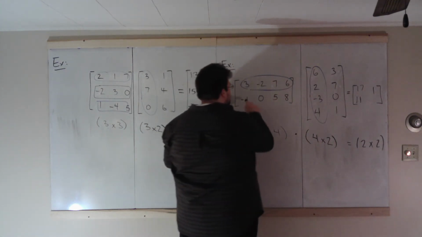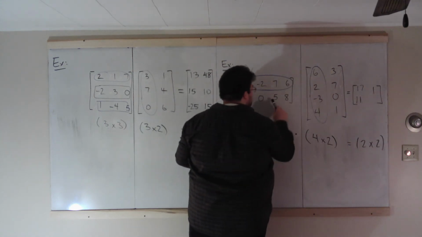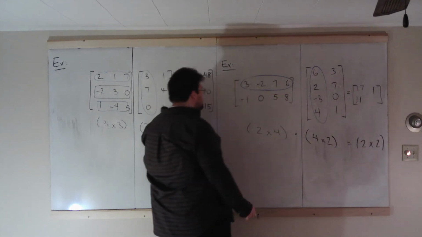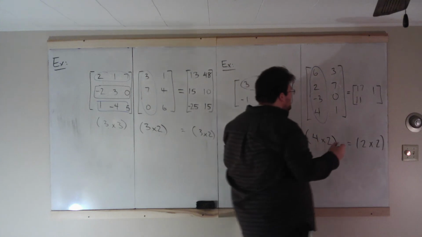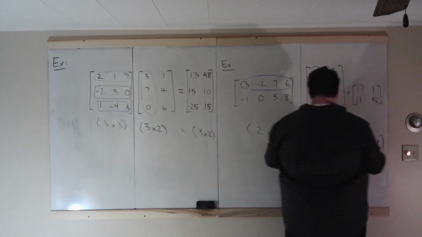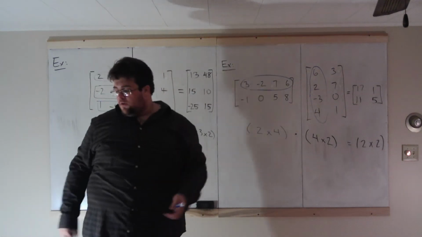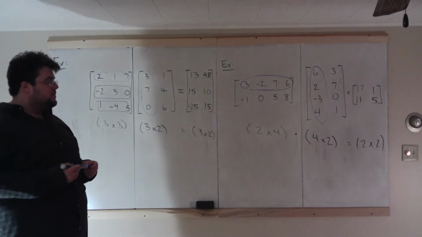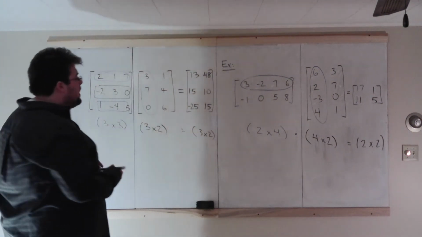And last, negative 1 times 3, negative 3, 0 times 7, 0, 0 times 5, 0, 8 times 1 is 8. So we have negative 3 plus 0 plus 0 plus 8, which makes 5. So I would like you to practice the matrix multiplication questions and addition. Multiplication's far more interesting than addition, I think, and subtraction.